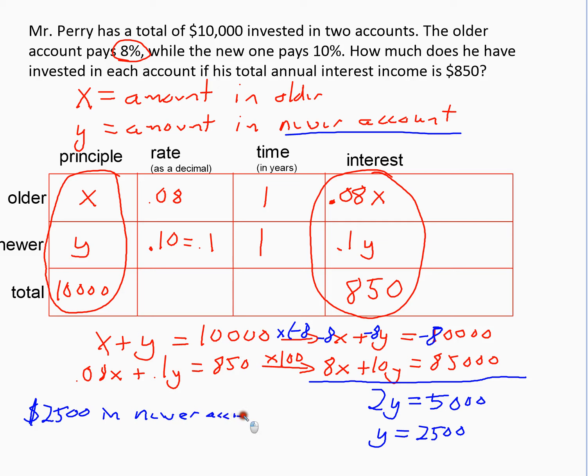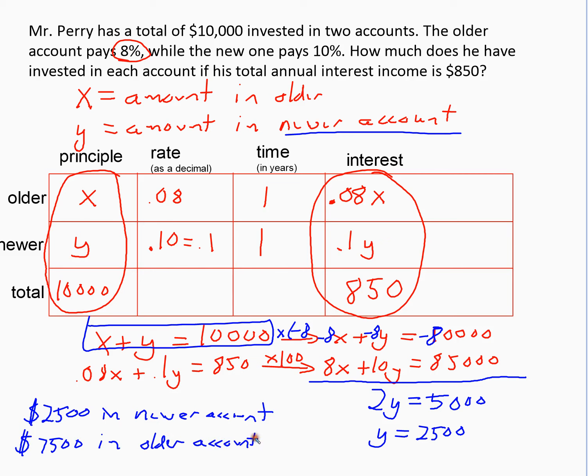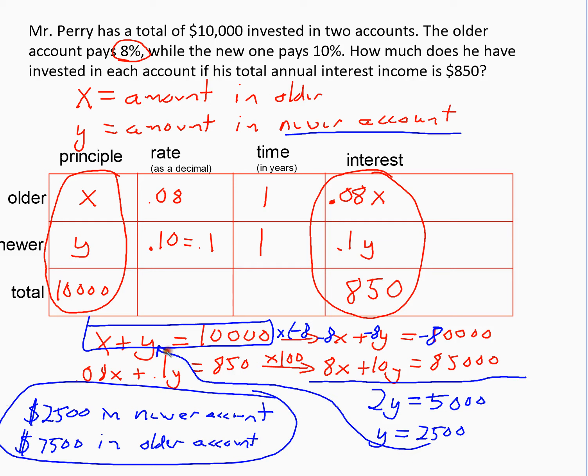And then we can either go back to this equation and figure out how much is in the older account, or we can just think through this. If we had 10,000 total, 2,500 is in the newer account. We can do 10,000 minus 2,500 and realize that there is 7,500 in the older account. And that is what the question was asking. And so there's our answer. So again, we found the 2,500. We can put it back in for y right here and solve for x, and we figure out that 7,500 in the older account.